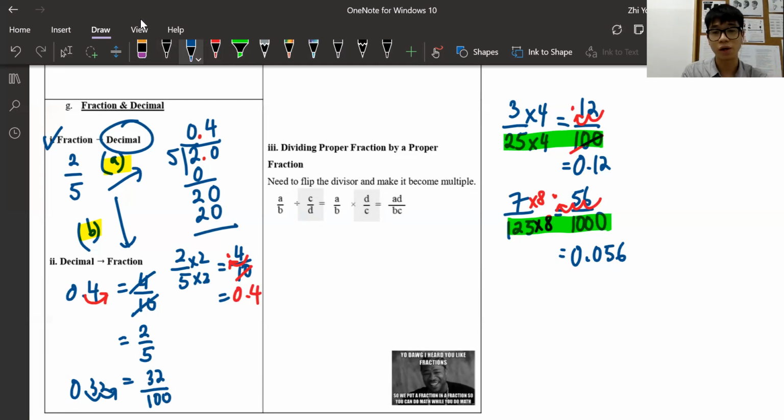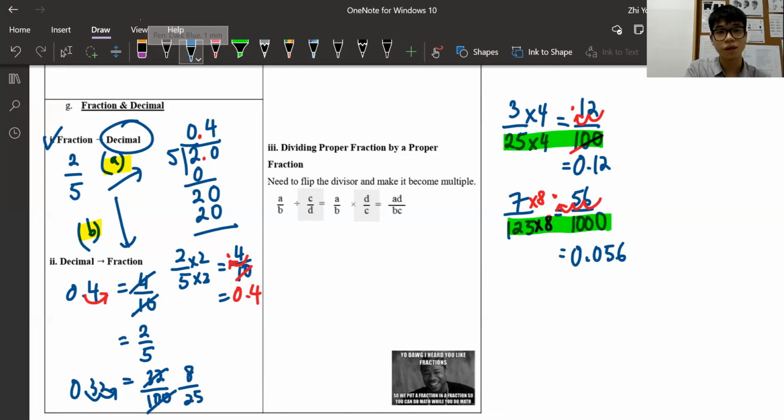So 32 over 100, how can you simplify? You can simplify, for example, you can divide by 2 and divide by 2. You can divide by 4 straight away. If you divide by 4, it's 8. Yes, divide by 4 is 25. Can you still divide? Maybe no, I think. Okay. So far it's very simple, right?